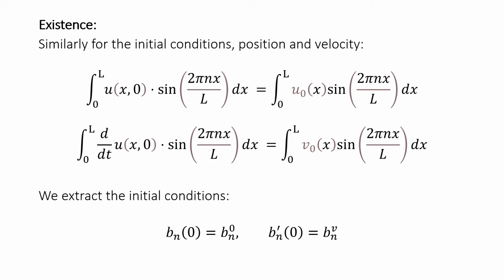Those two equations extract the initial data of the ordinary differential equation. In the first equation, we can extract that bn(0) equals b0n, and in the second equation, we extract that bn'(0) equals bvn. Again, we use that integration against the nth Fourier sine mode extracts the nth Fourier sine coefficient. We do that on all sides of the equations.